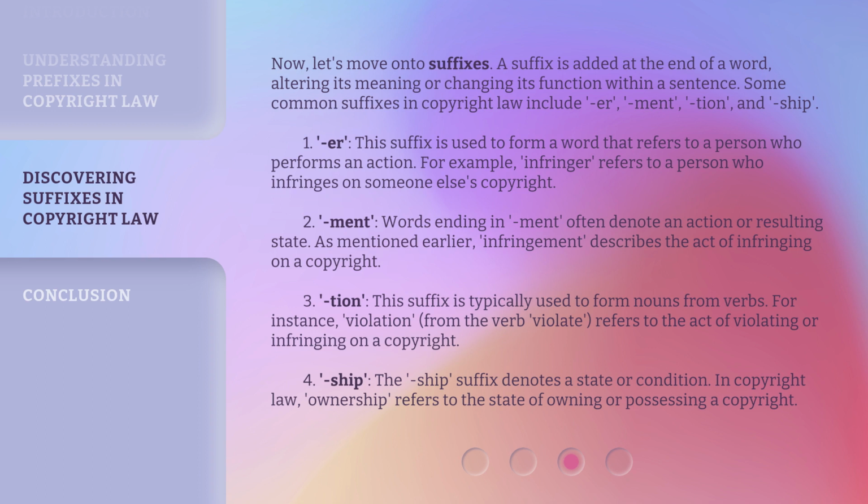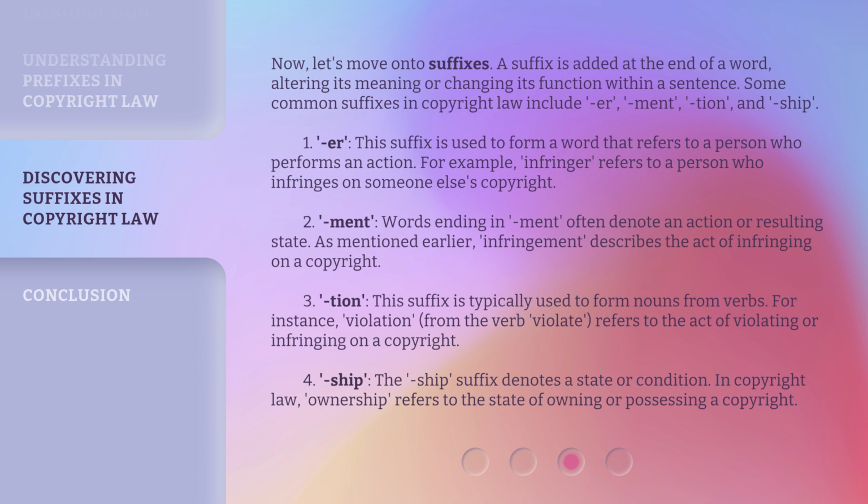1. Er. This suffix is used to form a word that refers to a person who performs an action. For example, infringer refers to a person who infringes on someone else's copyright. 2. Ment. Words ending in ment often denote an action or resulting state. As mentioned earlier, infringement describes the act of infringing on a copyright.